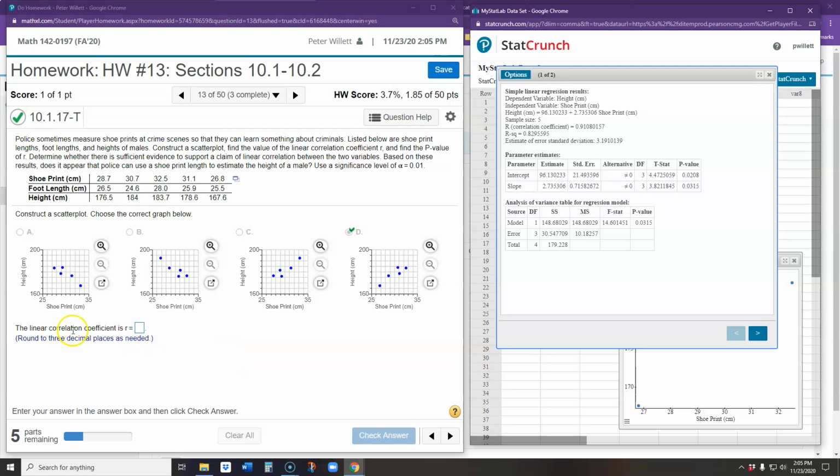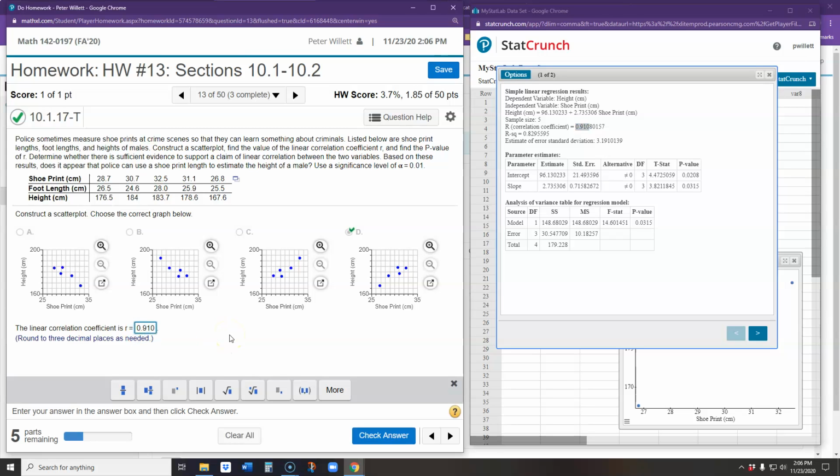All right, so the linear coefficient R is listed right here. R is the correlation coefficient, and that's this number here. That's on our list of stuff here. They want that to 3 decimals, so I would grab that to 3 decimals. Looks like I have to round up the 0 on the end to a 1.